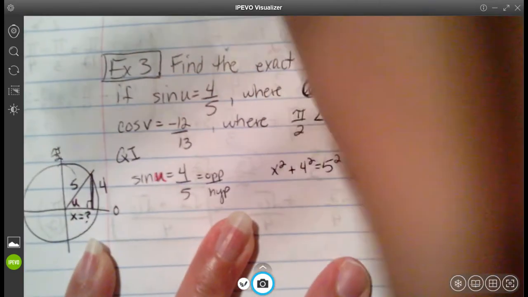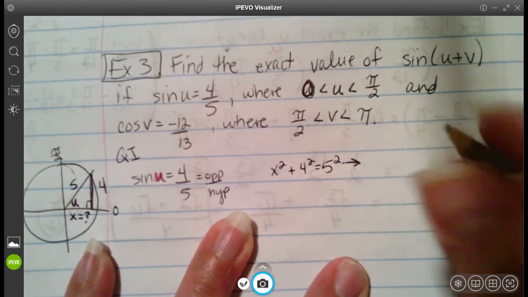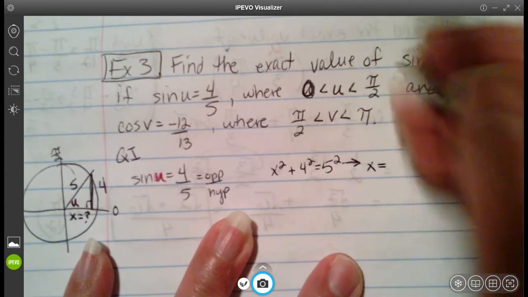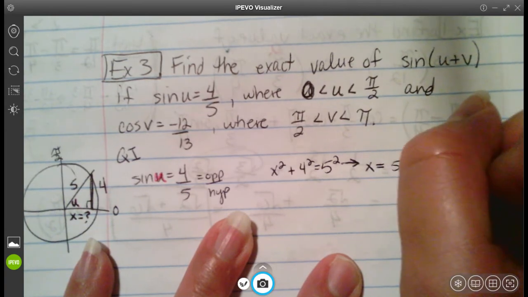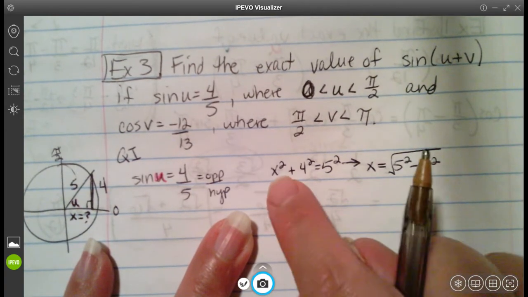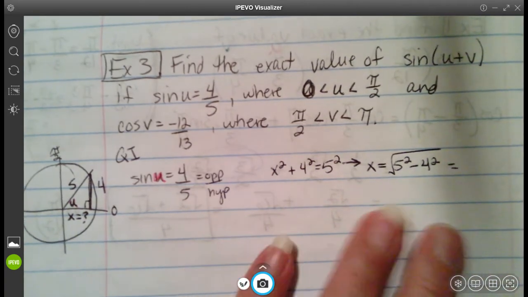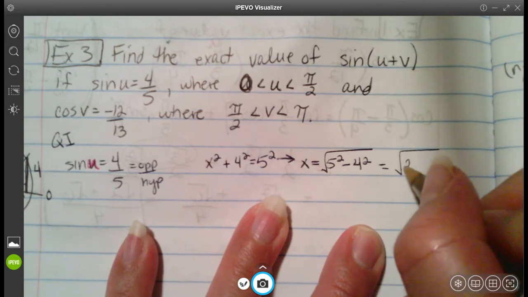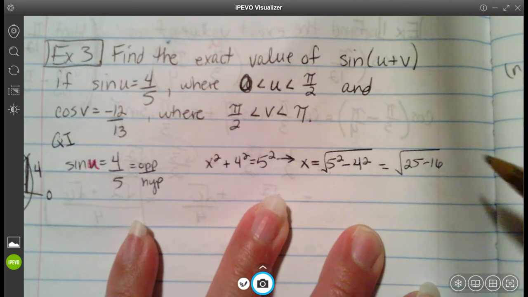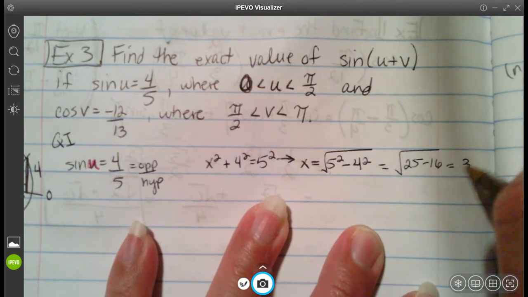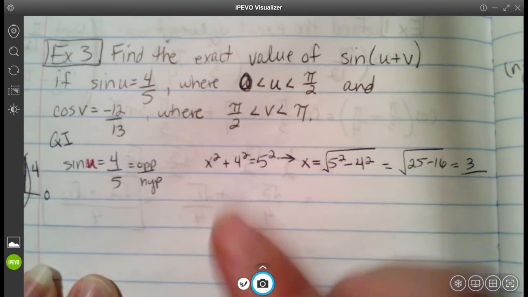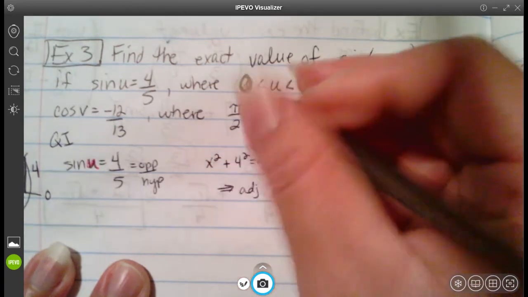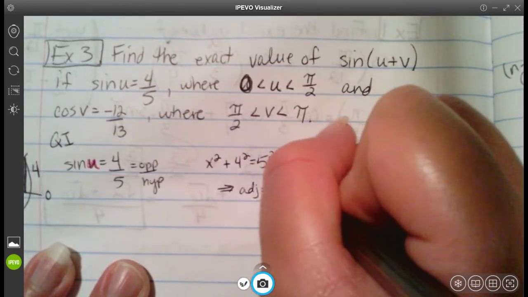By now, you should kind of be able to figure out what this is, but I can go through the steps pretty quickly. We will try to get x squared. So we're going to do x equals, you move this over. So we're looking at 5 squared minus 4 squared, and then the square root, because you got to get rid of that square, which gives us the square root of 5 squared is 25, 4 squared is 16, which is equal to the square root of 9, which is equal to 3. Okay, so that means that x is equal to 3 in this one, which means that our adjacent side, remember adjacent is x, is equal to 3.